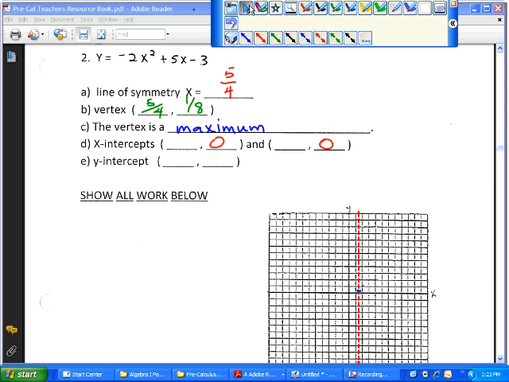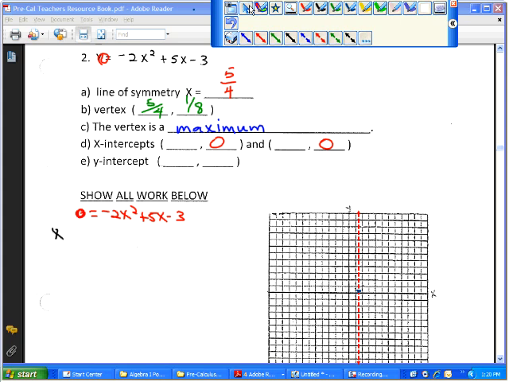To find the x-intercepts, we're going to let y be 0. And so we would have 0 is equal to negative 2x squared plus 5x minus 3. Now, we could factor using the AC method of factoring, or we could use the quadratic formula. This one doesn't look like it's going to be very pretty, so I would probably want to avoid that and use the quadratic formula, because if it doesn't factor, we've got to use the quadratic formula anyway.